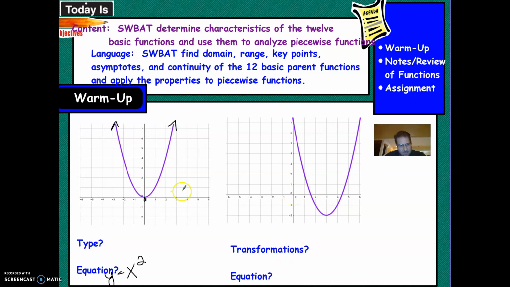Transformation here is that if the vertex used to be at 0, 0, and now the vertex is at 3, negative 2, so it's right 3 and down 2. And the equation, the easiest way is to write it in the transformation form, so that would be x minus 3 squared and then minus 2. So the minus 3, remember, it's always the opposite whenever it's on the inside of something, so it means it's going actually to the right 3. And then on the outside, that's your h, that's your k. Your k determines if it goes up or down, and that's minus 2. So y equals x minus 3 squared minus 2.